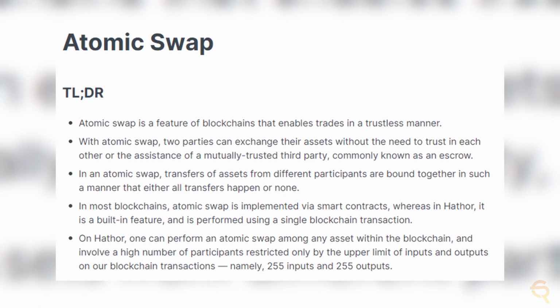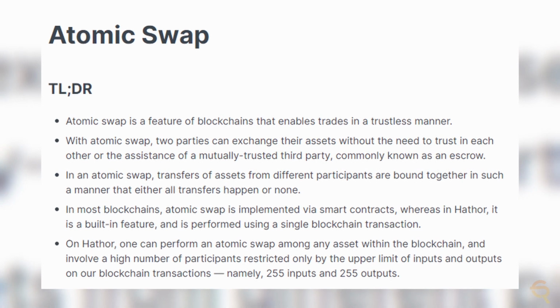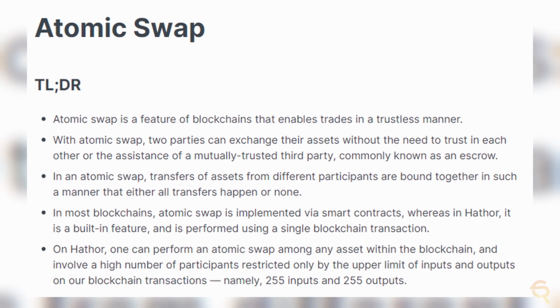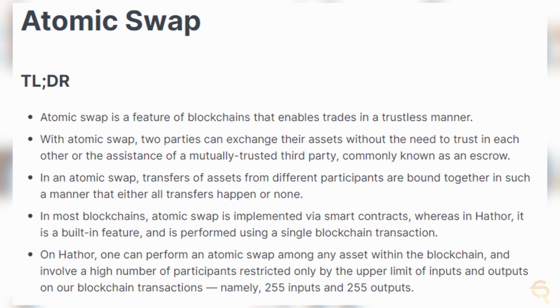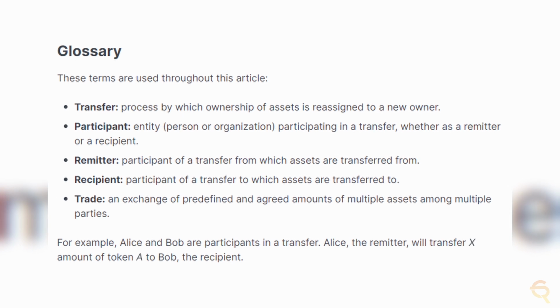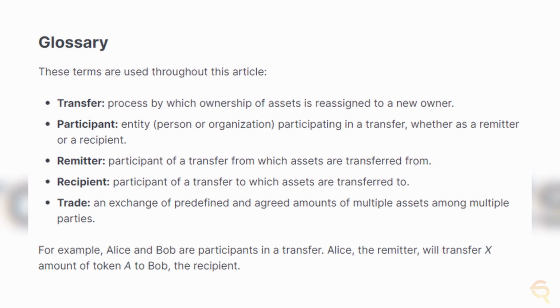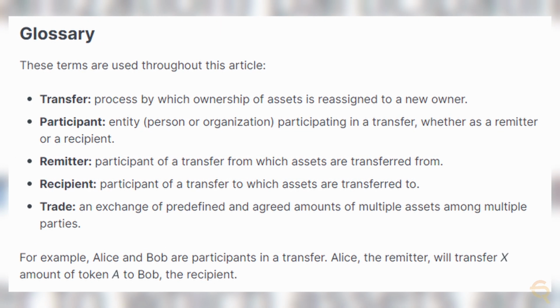In Hathor, blockchain transactions can have more than one remitter wallet and more than one asset, and atomic swap is a built-in feature. This allows the performance of trades in Hathor in a single transaction, which is an atomic swap transaction. Hence, unlike most blockchains, Hathor does not need smart contracts to enable trustless trades. Such an approach removes the inherent complexity and risks of smart contracts for developers and users.